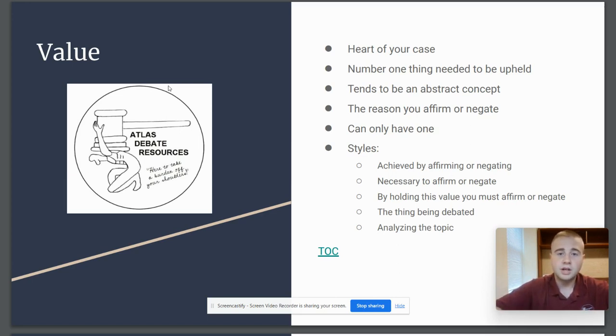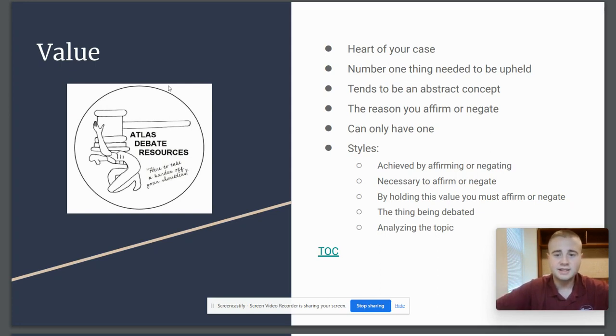Whereas in the negative, you could have a value of something such as transparency, where you're saying transparency gets taken away by the affirmative position because genetically modified organism companies aren't transparent. So you're saying that the key to your value being upheld is by either affirming or negating the resolution.